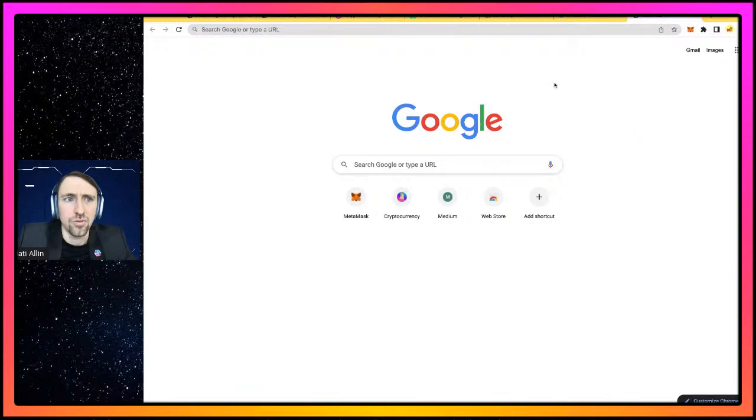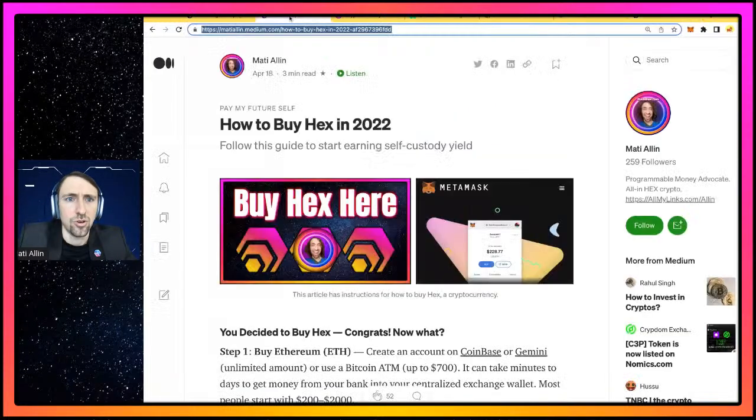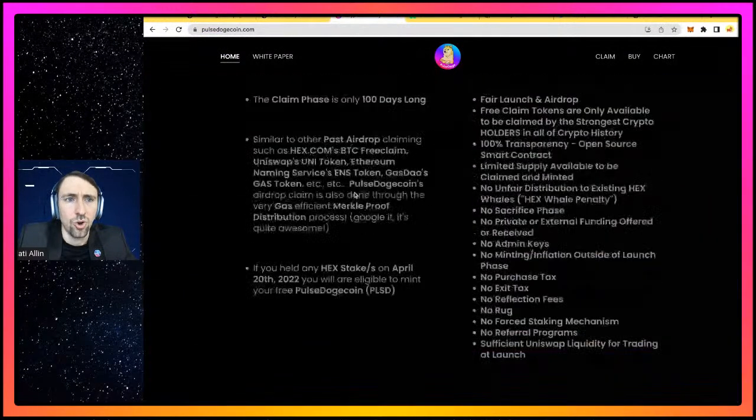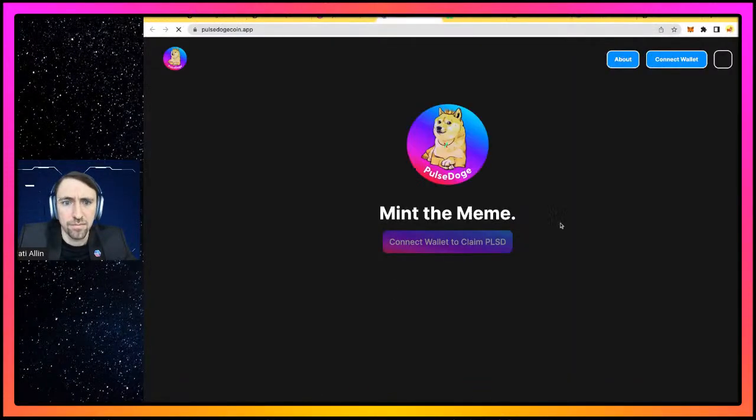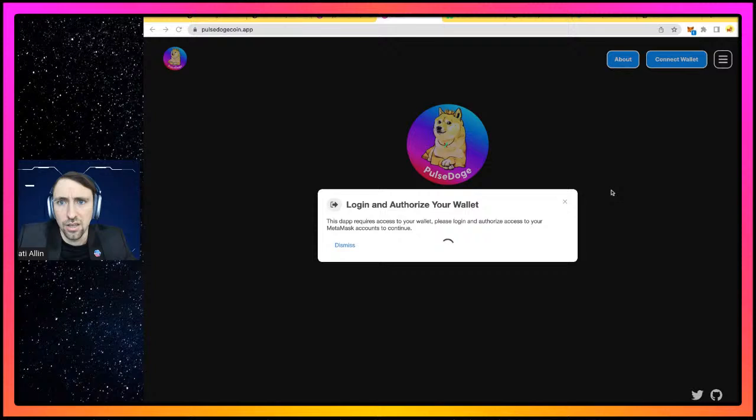So what are we going to do? We're going to go to PulseDogeCoin.com, and we're going to hit claim airdrop. And then we're going to hit connect wallet, and tap MetaMask. You can do this from mobile or from desktop with MetaMask, either way. I'm going to hit next. And this is a read-only situation.